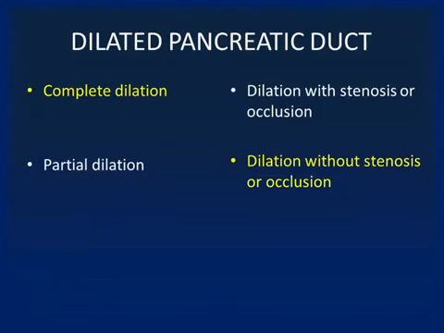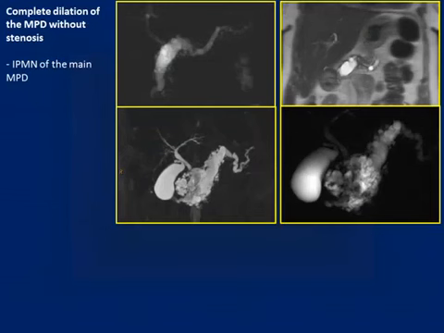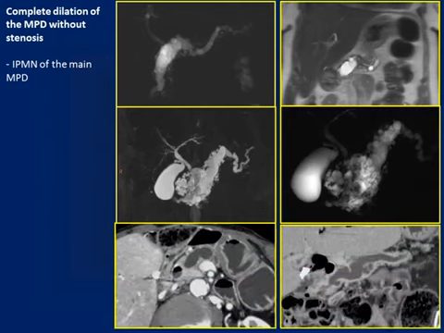Moving to dilation without stenosis, the most likely possibility is IPMN of the main pancreatic duct, and these are other cases of extensive IPMN of the main pancreatic duct. These are really mixed IPMN of the main pancreatic duct. But again, the diagnosis in these cases looks not very difficult. This can be demonstrated also with CT.